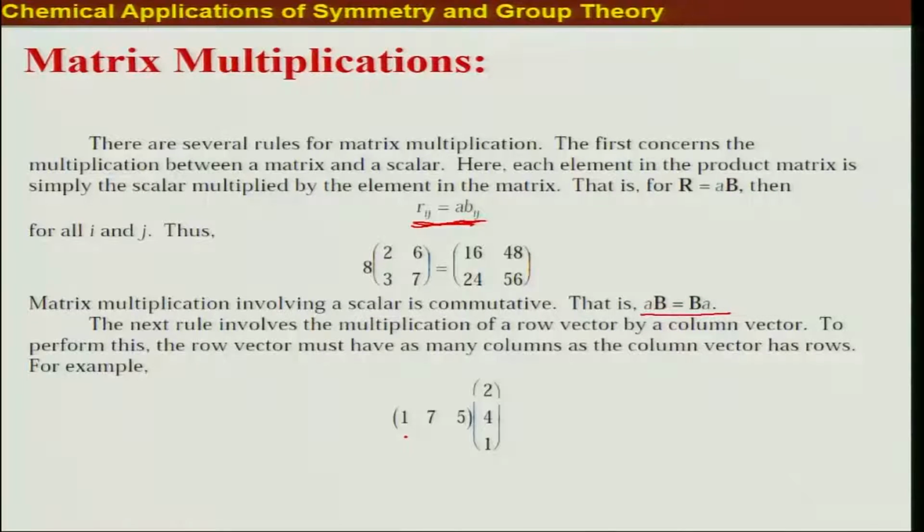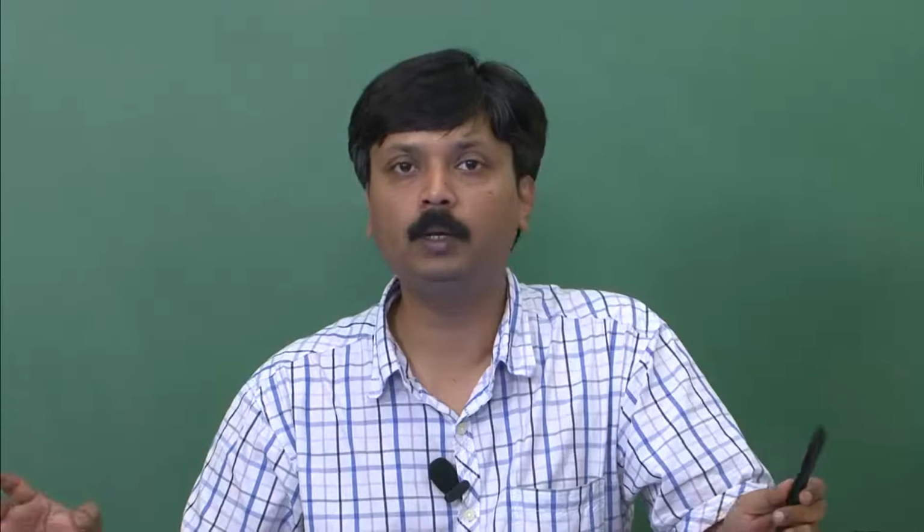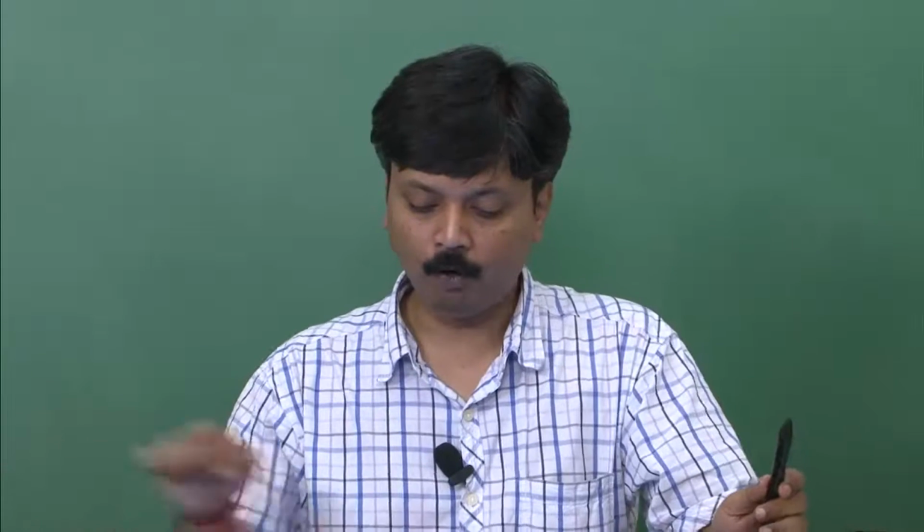Okay, so that is shown by an example here. Here this is a row vector that has 3 columns, and it can be multiplied with a column vector that has 3 rows. If I had 2 rows or 4 rows for the column vector, I could not do this multiplication. Okay, this is a very important rule, and it immediately tells you that you cannot have multiplication between any two matrices that do not follow this criterion.